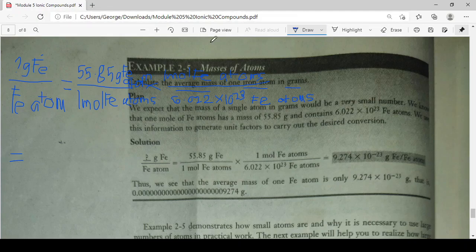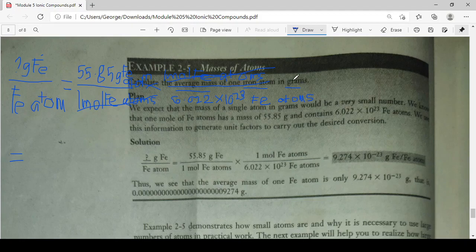Again, do I have moles of Fe atoms? Yes, I have moles of Fe atoms. Next, do I still have a symbol left? No. What remains is your 55.85 grams of Fe atom, which is no longer needed, and your Fe atom only. It is not grams, meaning it is your Avogadro's number.